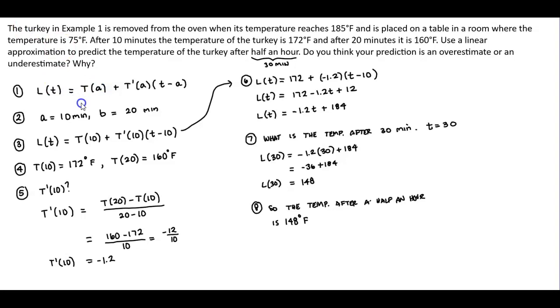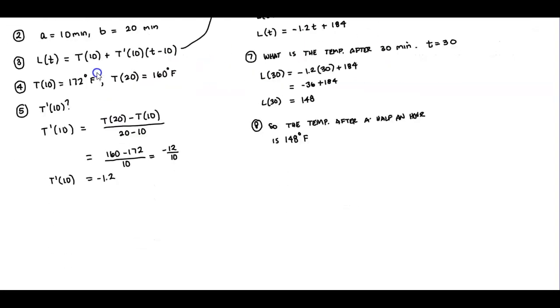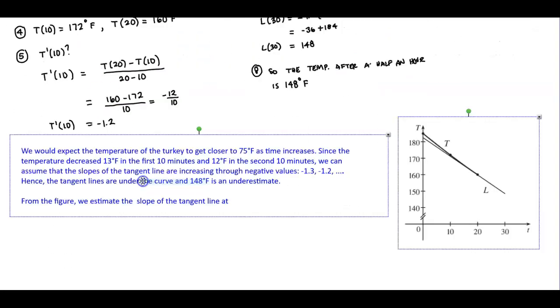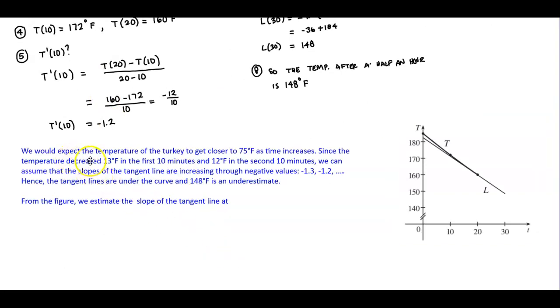Okay, now the next part asks us: do you think your prediction is an overestimate or an underestimate, and why? Well, if we had this on a graph, we would expect the temperature of the turkey to get closer to 75 degrees as time increases. Since the temperature decreased 13 degrees in the first 10 minutes, 12 degrees in the second 10 minutes, we can assume that the slopes of the tangent line are increasing through negative values, which is negative 1.3, negative 1.2. Hence, the tangent lines are under the curve, and 148 degrees is considered an underestimate.